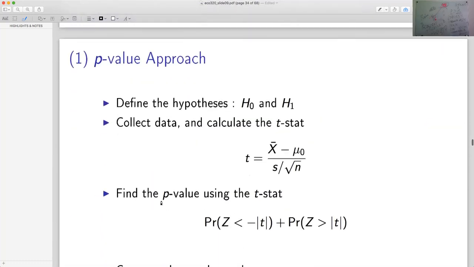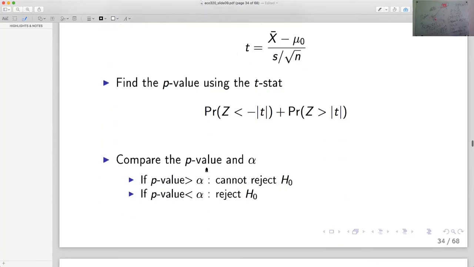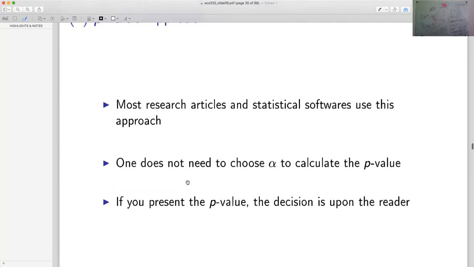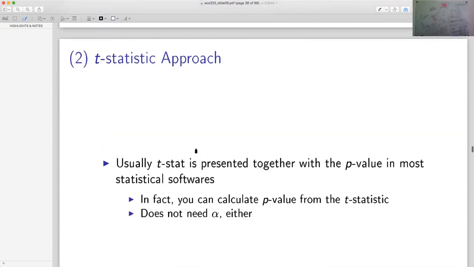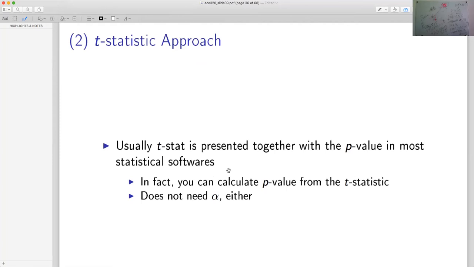For example, the p-value approach and its decision rule we already talked about. So let's look at the t-statistic approach. Usually the t-stat is presented together with the p-value in most statistical software. When you learn regression, you're going to see both p-value and t-statistics. In fact, you can calculate the p-value from the t-statistic. So this case does not need alpha either.